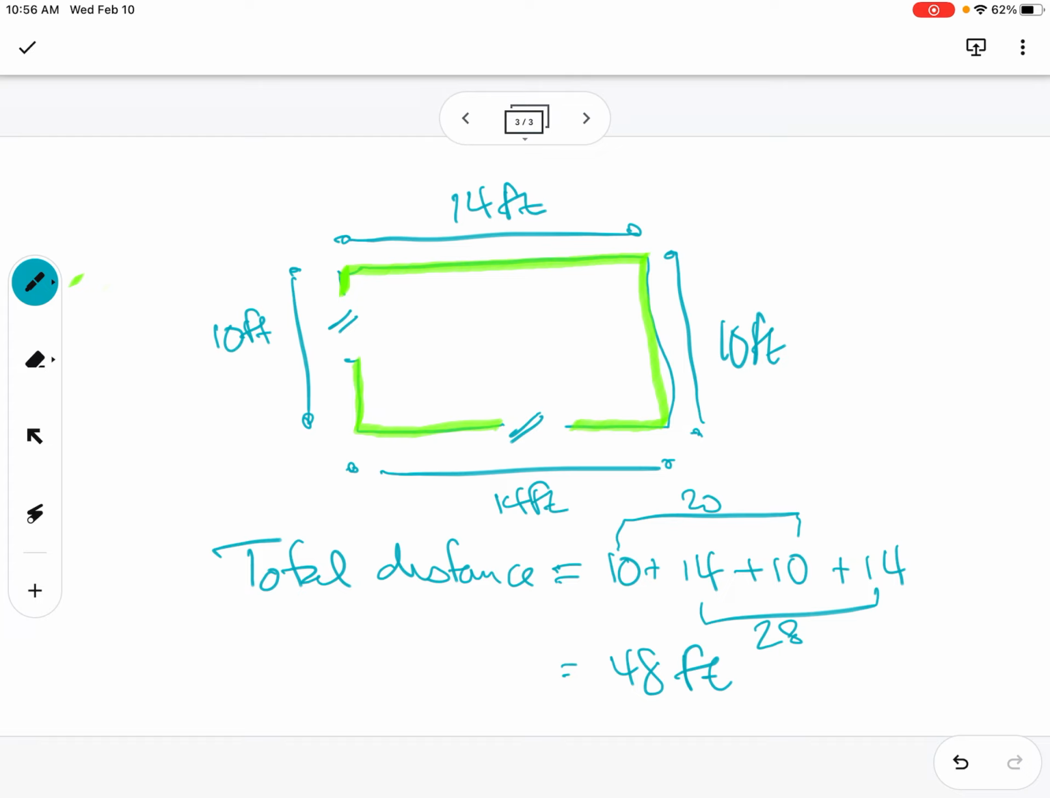I'll have to subtract a little bit for the 2 doors, but if I buy 48 feet, I know I'll certainly have enough. So to find the amount of baseboard to go around the outside of a room, I'm really finding, again, the perimeter. So this is another application of the idea of perimeter.